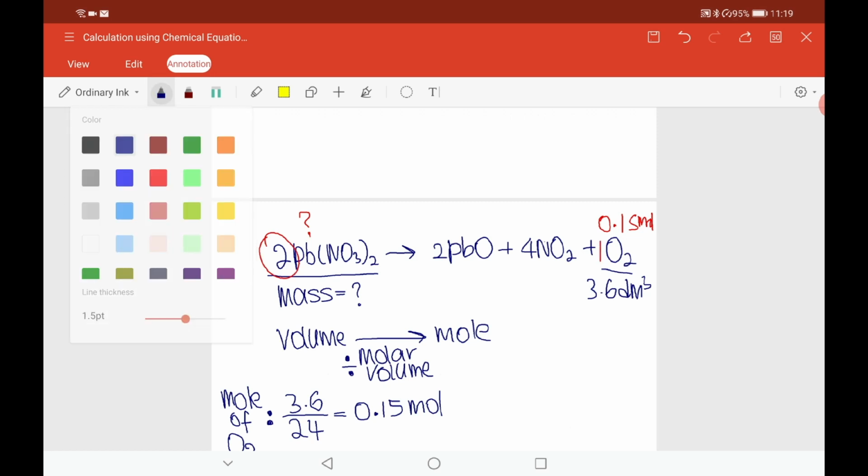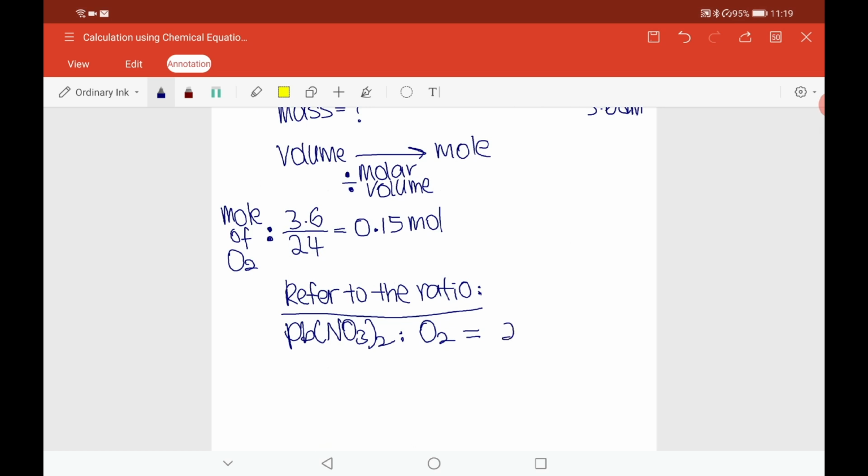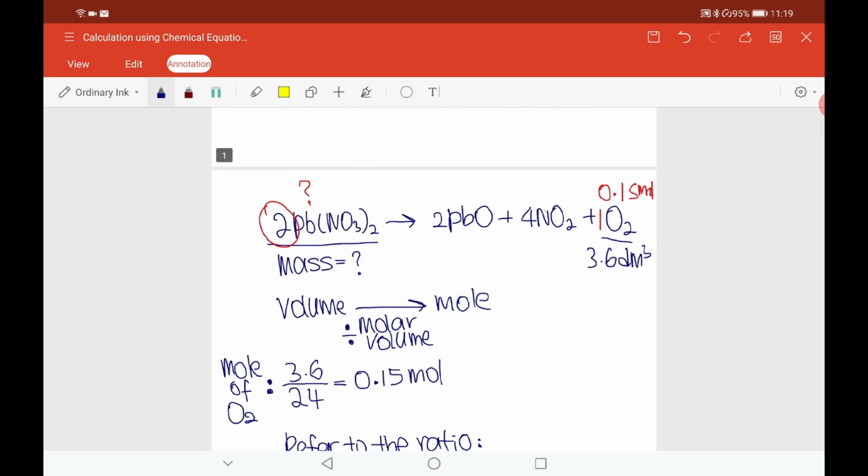So the ratio is 2 to 1. Now that we know the ratio, how do we find the mole? As you can see, the ratio for oxygen is 1 and for lead nitrate is 2. So when we have 1 oxygen, we have 2 lead nitrate.